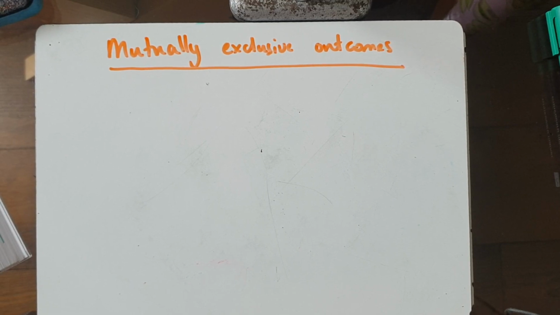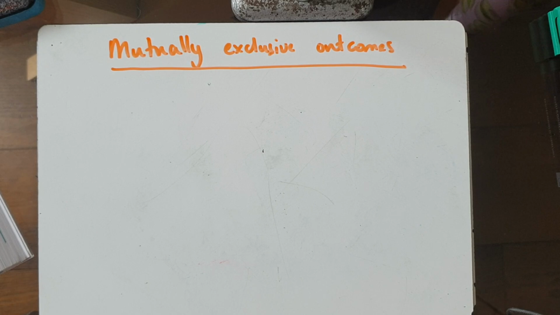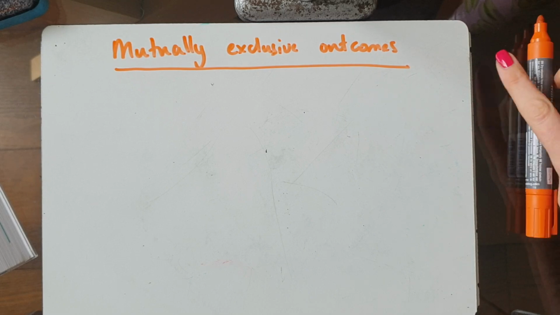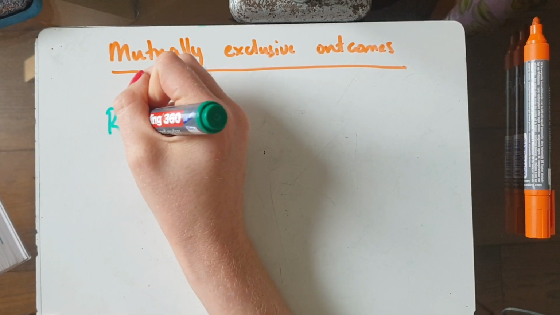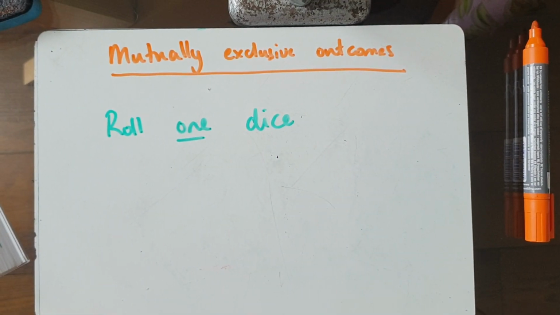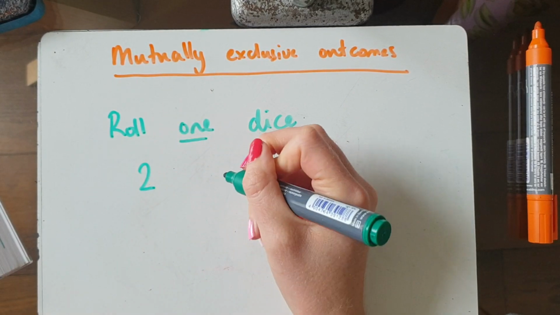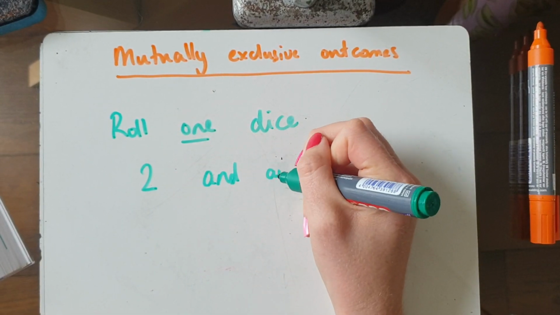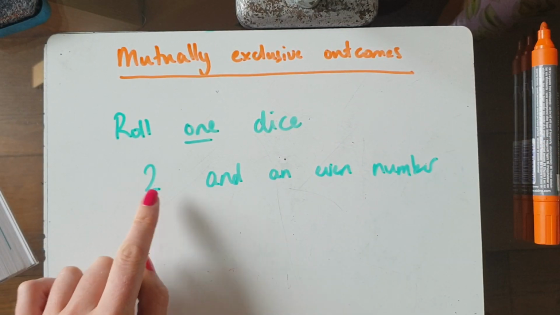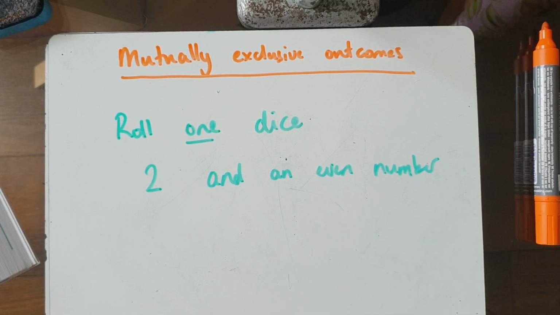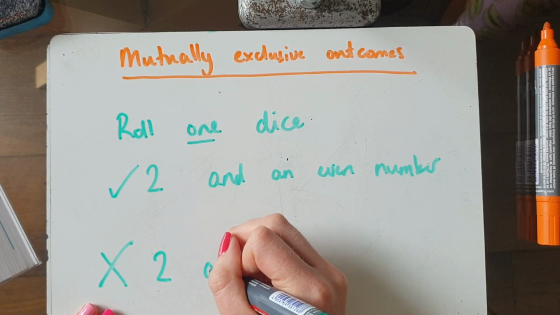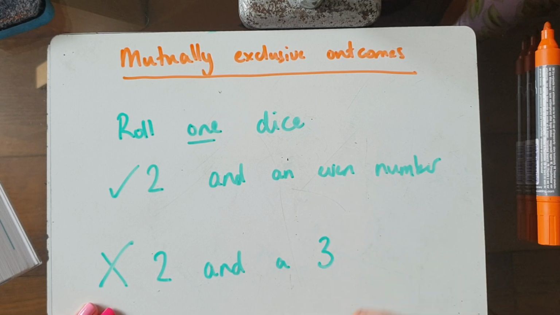So if two outcomes or events are mutually exclusive, they cannot both happen. So say we rolled one dice. If I rolled one dice, it would be possible to roll a 2 and an even number at the same time, because 2 is an even number. However, it would not be possible to roll a 2 and a 3 at the same time.